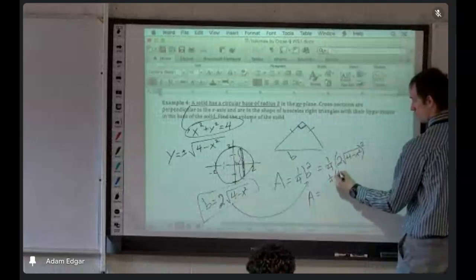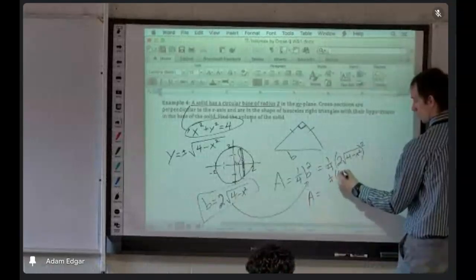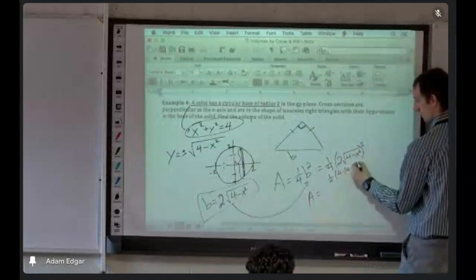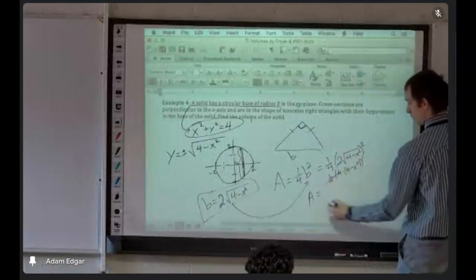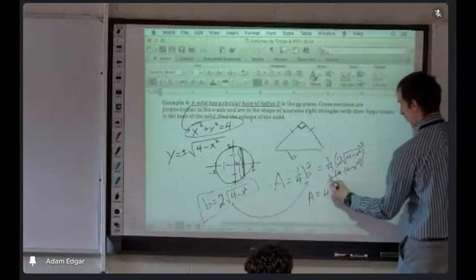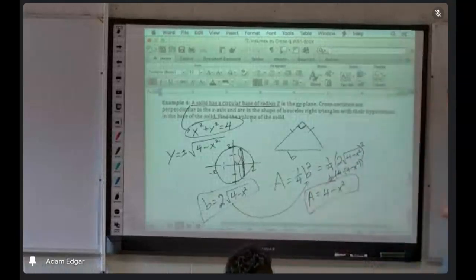4 times 4 minus x squared. And what happens with the 4? It cancels out with the 1/4. So we're just left with 4 minus x squared. And now, oh wow, it's going to be so easy, because now this is going to be super easy to integrate.